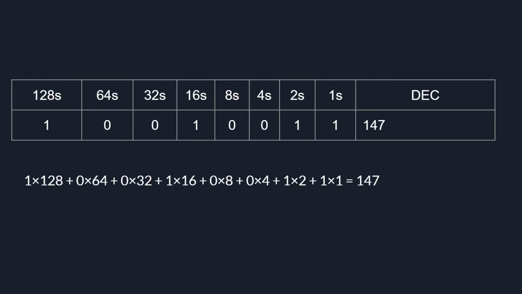So a value like 10010011 has 1 128, 0 64's, 0 32's, 1 16, 0 8's, 0 4's, 1 2, and 1 1. If we add that all together, we get decimal 147. So now we know how to convert from binary to decimal. But what about decimal to binary?